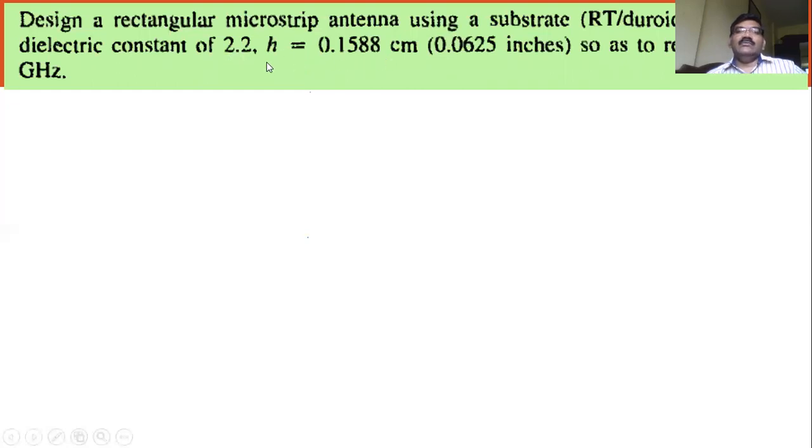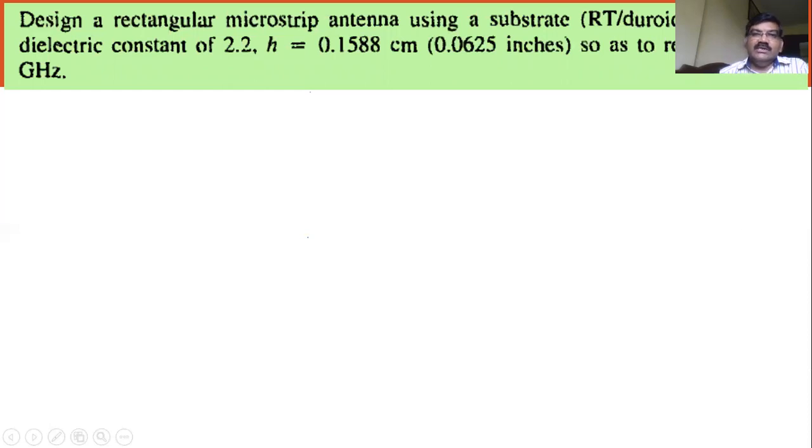H, that is the height of the substrate, is 0.1588 centimeter. Generally we are using the SI system, so we convert this centimeter into meter. And it is to resonate at the frequency of 10 gigahertz. So we are asked to design a rectangular antenna for the frequency of 10 gigahertz.